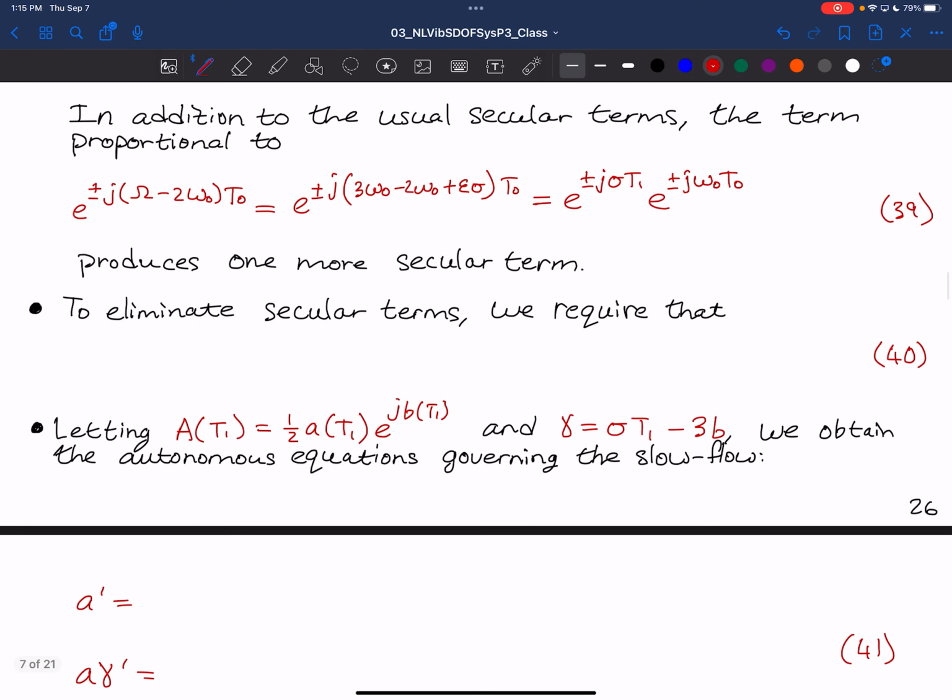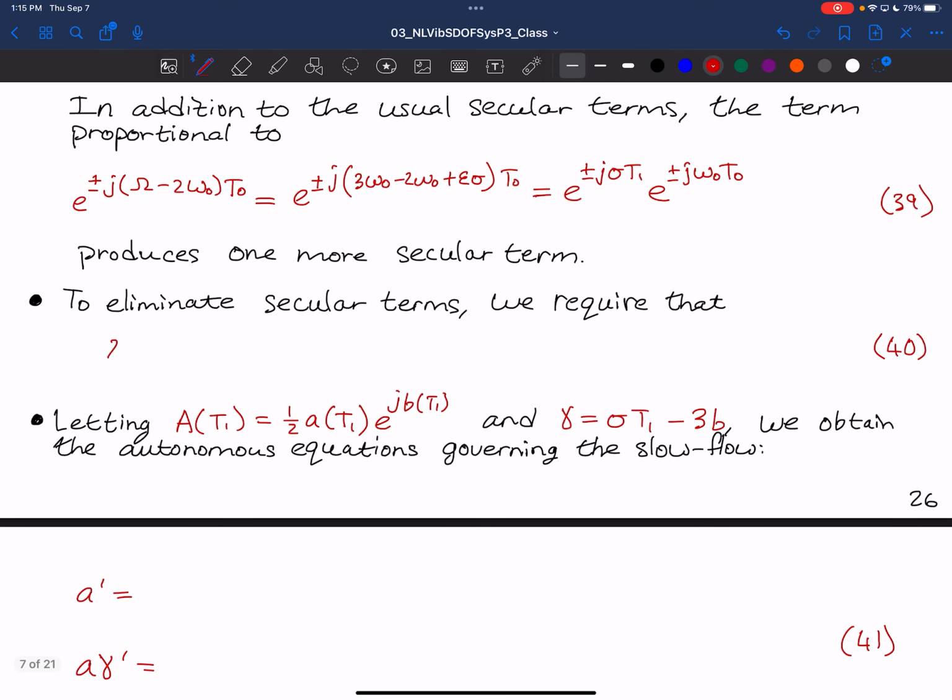All right, so in this case, in order to eliminate secular terms, we require that 2j omega 0 times A prime plus cA plus 6 alpha lambda squared A plus 3 alpha A squared A bar plus 3 alpha lambda times A bar squared times e to the j sigma T1, all of that must be equal to 0.